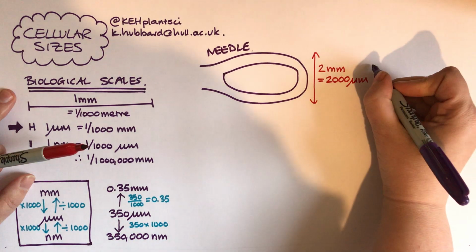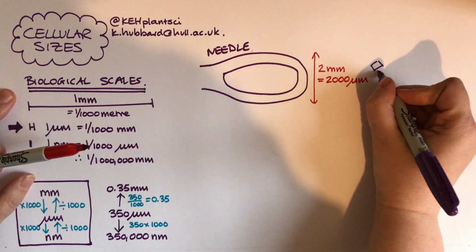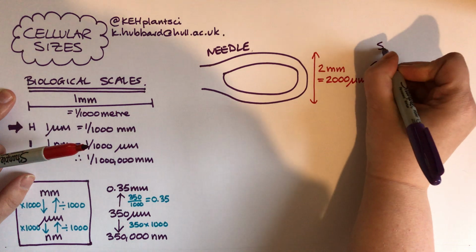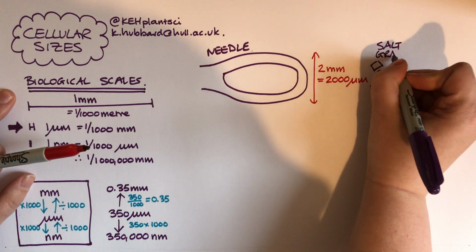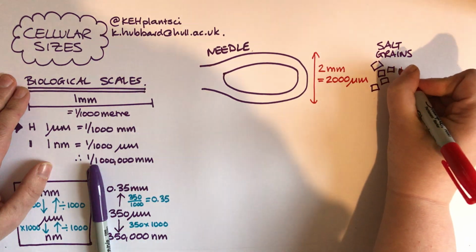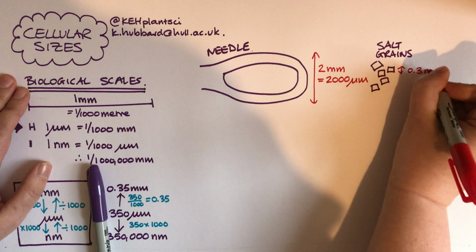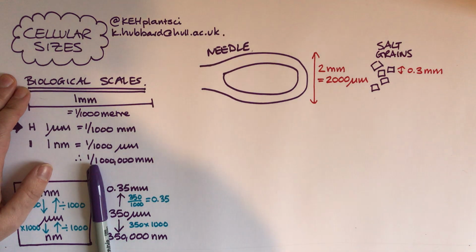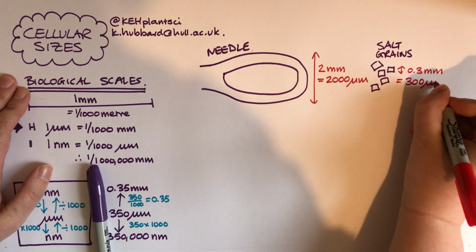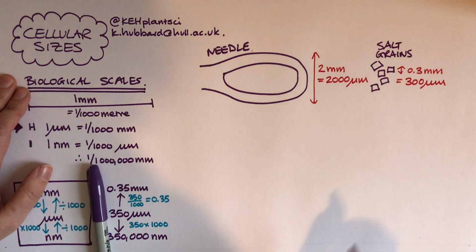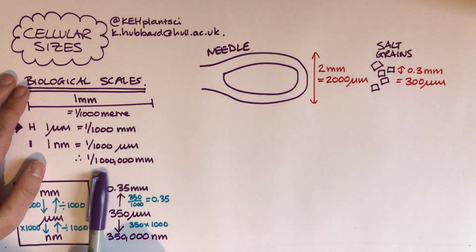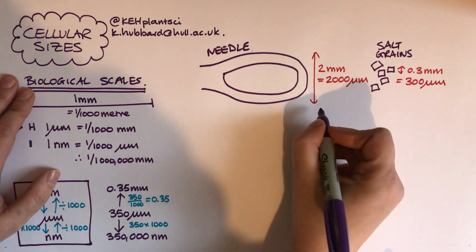Next to that we might have some salt grains, so little cubes, individual salt grains. Each of those is about 0.3 millimetres across, which is the same thing as 300 micrometres. Again, we've just times by 1,000 to convert that. Now let's zoom in.